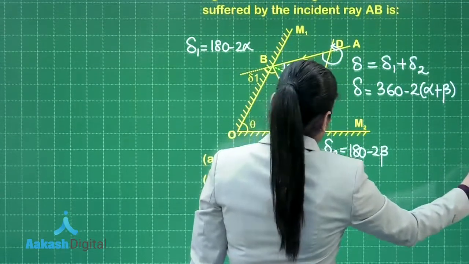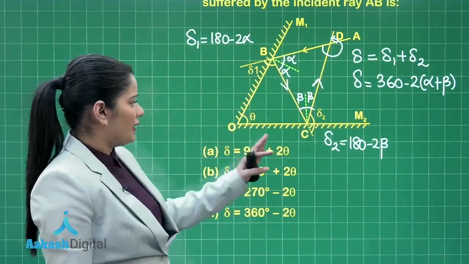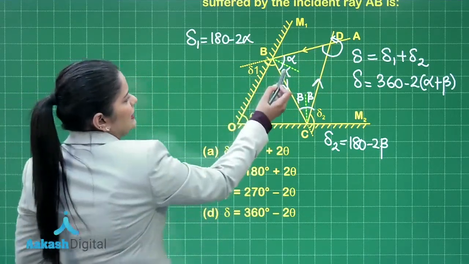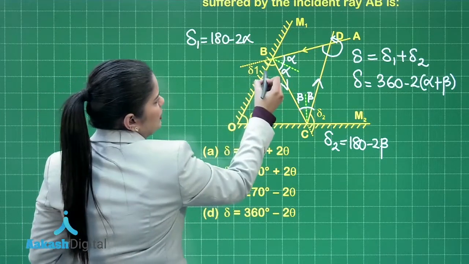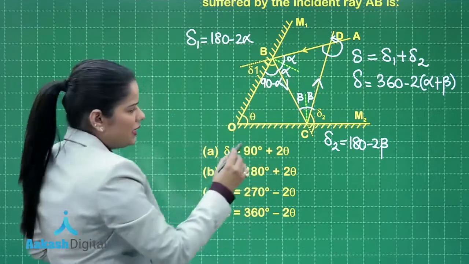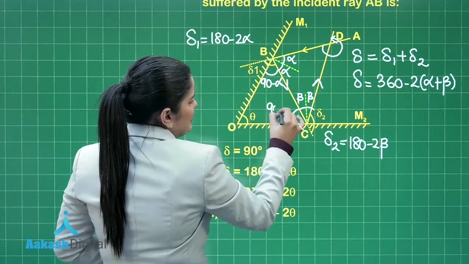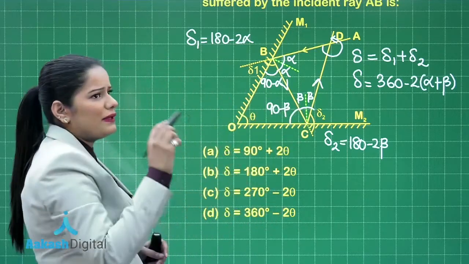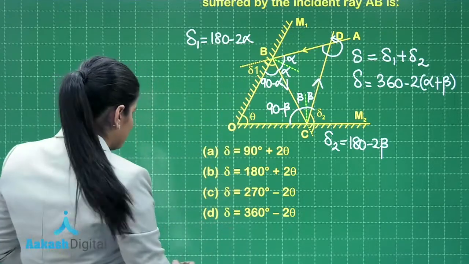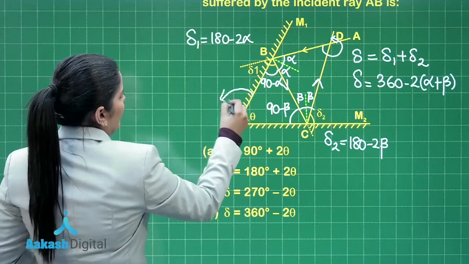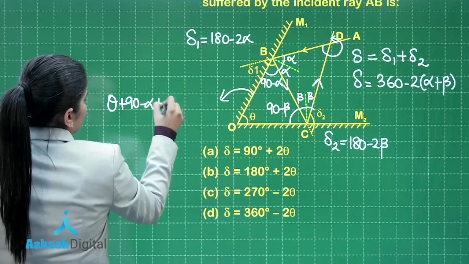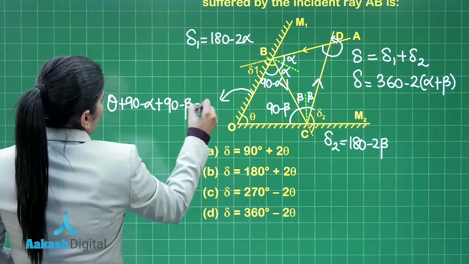Now if you have a look at the options, you need to find this delta in terms of theta. Here you can clearly see if this angle is alpha, as this is the normal, what is going to be this angle? That will be 90 minus alpha. If this is beta, what is going to be this angle? That will be 90 minus beta. And if you apply the angle sum property of a triangle in this triangle BOC, I can write from this triangle that theta plus 90 minus alpha plus 90 minus beta is equal to 180.